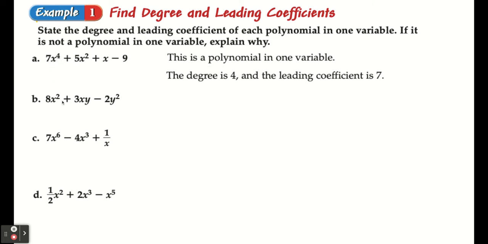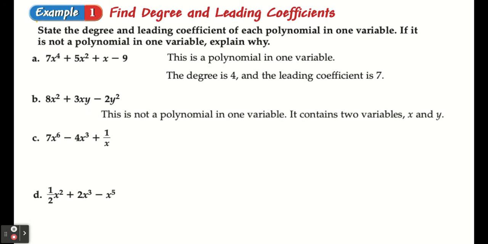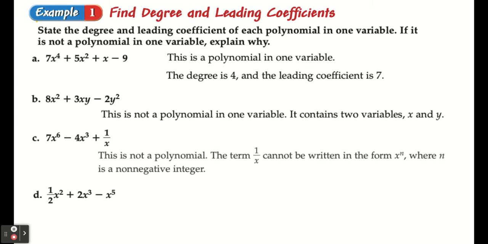For B, well, this one, if you notice, does not have one variable. It has two variables. It has x and y. So this is not a polynomial in one variable because it contains two variables. C, 7x to the 6th minus 4x to the third plus 1 over x. This is technically not a polynomial because 1 over x would mean that I'm dividing by x. So that is not considered a polynomial because this would be like x to the negative first power, and we cannot have any variables with negative exponents.